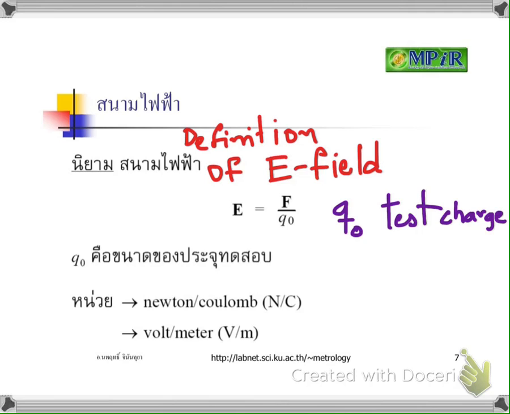Test charge. And if we place this test charge in the region that has the electric field, how can we know that there is an electric field? We can measure this by measuring the force on this test charge. So it means that if you place a test charge somewhere and if you can feel the electric force on the test charge, it means that we have the electric field. Okay?